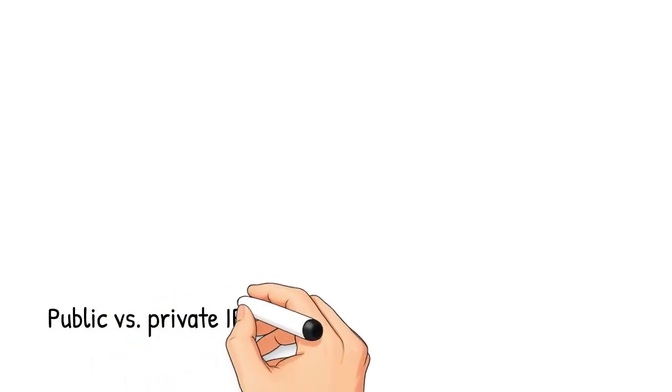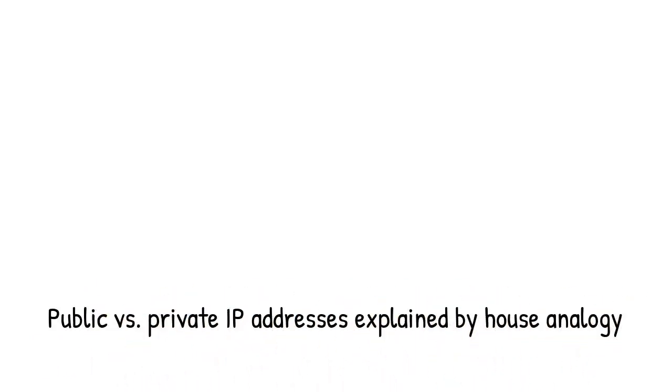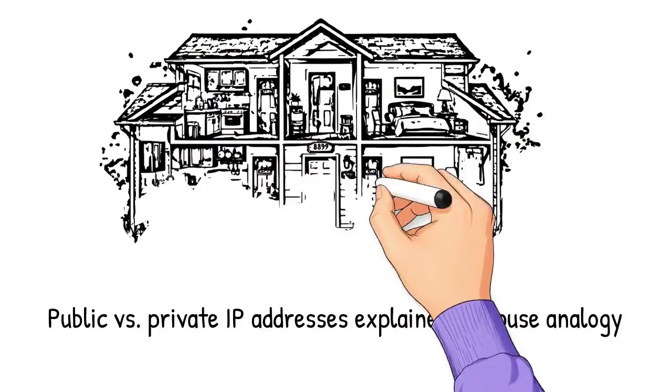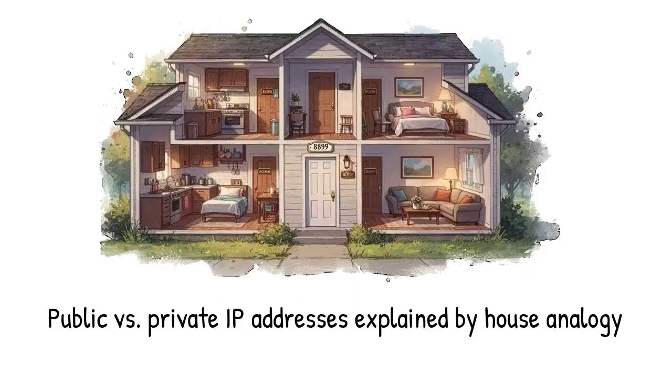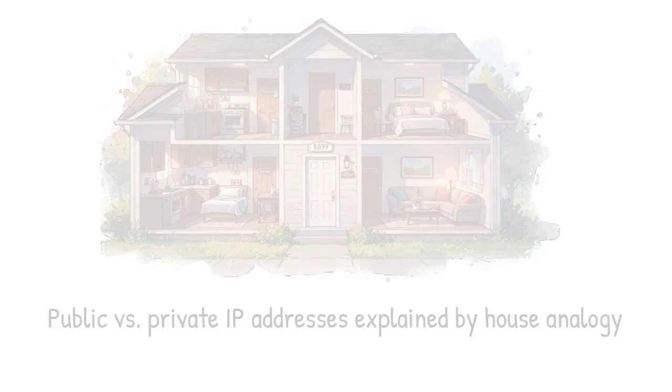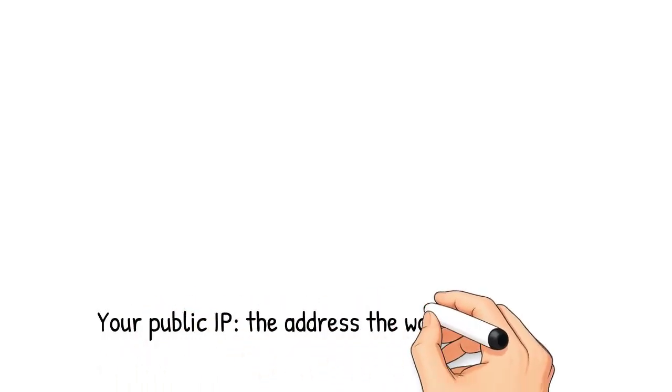The 2 types of IP addresses: public and private. To make this concept clearer, imagine your home. Inside your home, every room has its own identity. The kitchen is different from the bedroom, which is different from the living room. But from the outside world, your home has only one address. The internet works exactly like this.